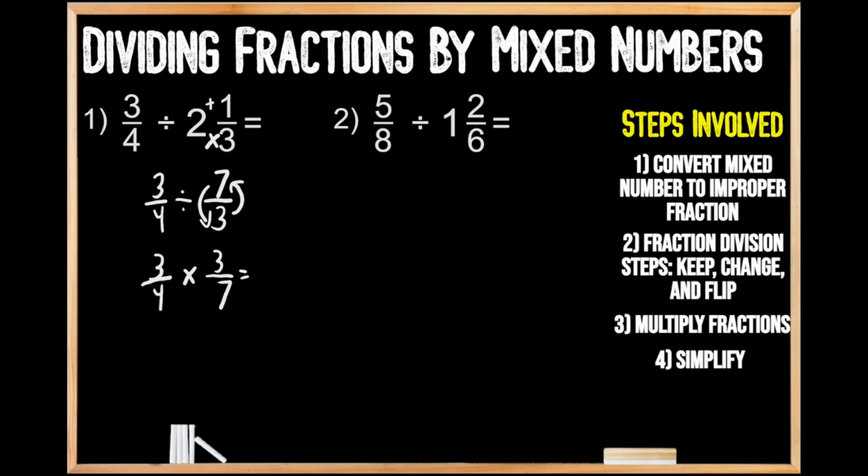Now we're going to move on to step number 3, where we're going to multiply these fractions. Starting with our numerators, when we multiply 3 times 3, we get 9. And for our denominators, when we multiply 4 times 7, we get 28, for 9/28.